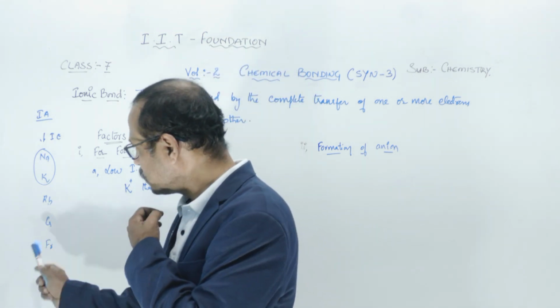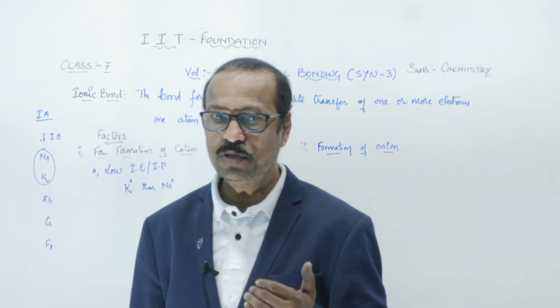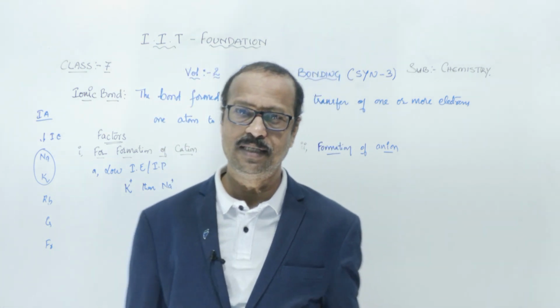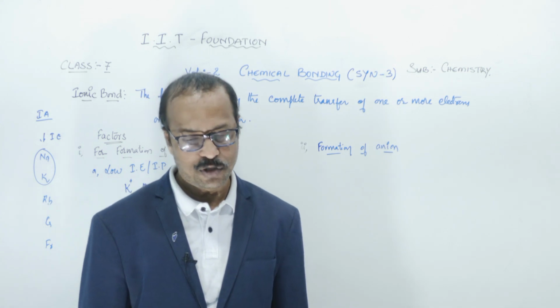So therefore among these, cesium is at the bottom. As you move from top to bottom, ionization energy decreases, we said. So cesium can form the cation easily. Right? So that is the reason.